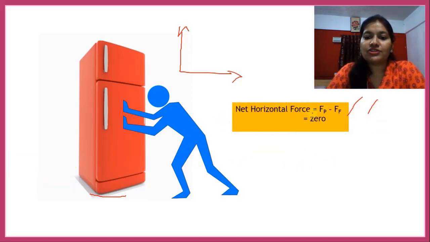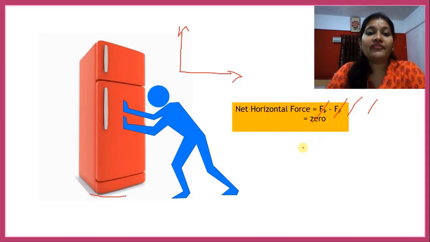So net horizontal force means push force minus frictional force. As I am not able to move the refrigerator, again these two forces are balanced forces. Clear? So therefore I am again getting 0.